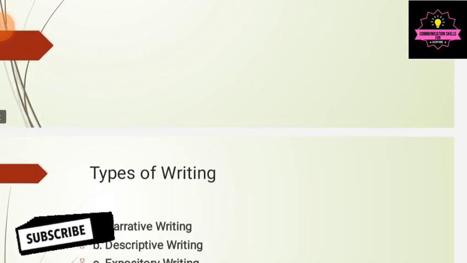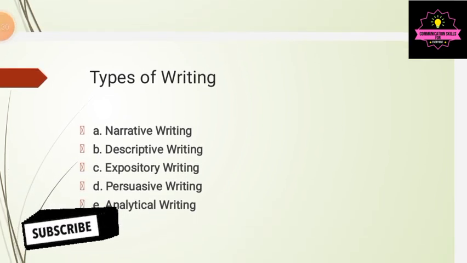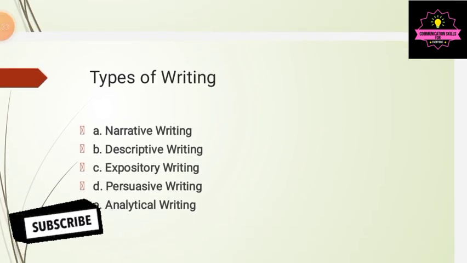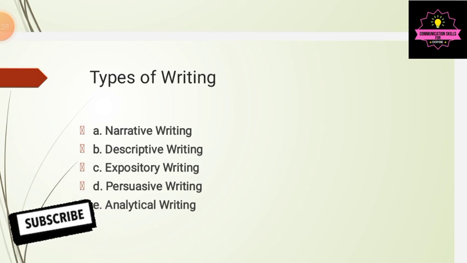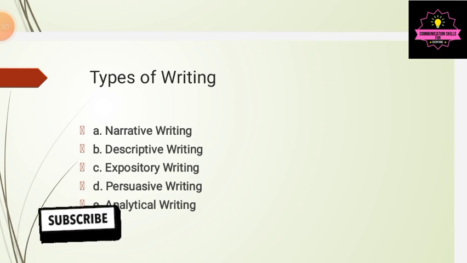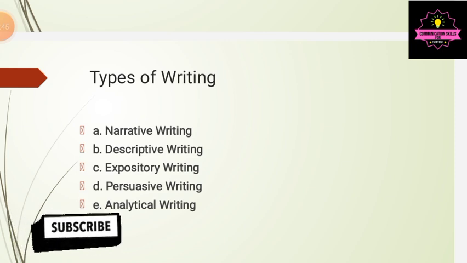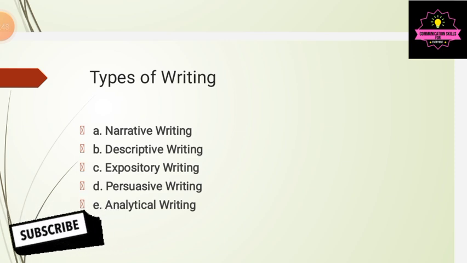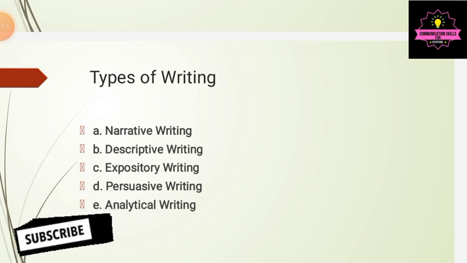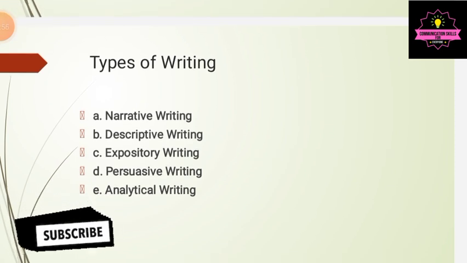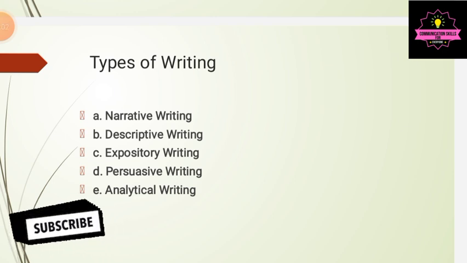So let us move to the introduction to effective writing skills. Effective writing skills are essential for clear communication in academic, professional, and personal contexts. These skills encompass understanding different types of writing, recognizing features that make writing effective, and following processes that enhance writing quality. Writing can be categorized into several types, each serving different purposes and audiences. Understanding these types helps tailor the writing approach to suit the context.